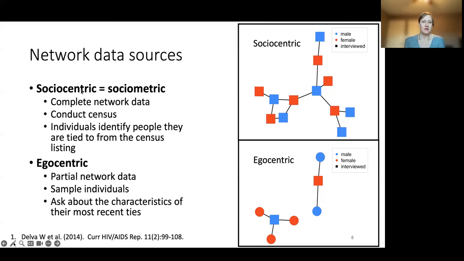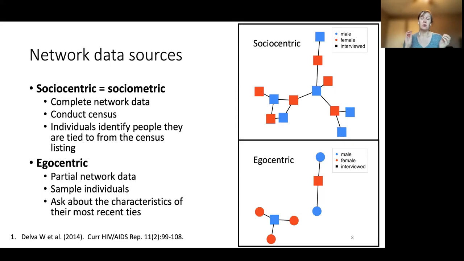So anyway, about this sociocentric network, this would be complete network data, and it would be basically you conduct a census of your population, and you'd have to put some bounds on where that population ends. And then you have individuals identify people that they're tied to with whatever type of tie it is, whether it's a social contact or a sexual contact, et cetera, from that census listing. And so that is kind of the ideal, is to have that sociocentric data.